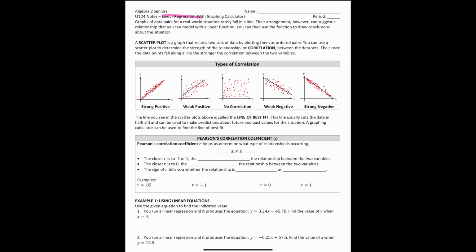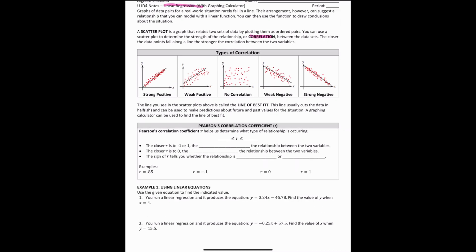So we have some types of correlation, and they involve scatter plots. A scatter plot is a graph that relates two sets of data by plotting them as ordered pairs. You can use a scatter plot to determine the strength of the relationship or correlation between the data sets. The closer the data points fall along a line, the stronger the correlation between the two variables.